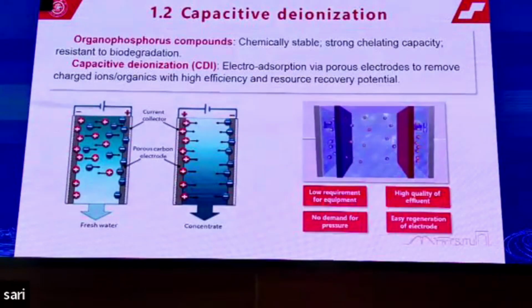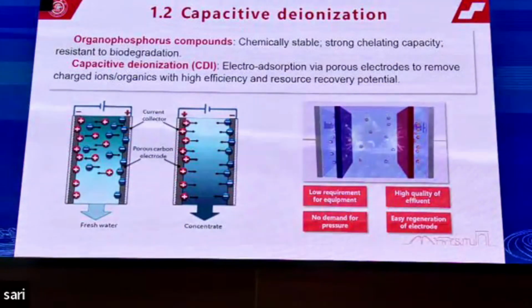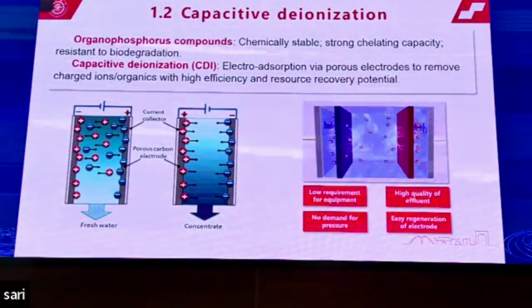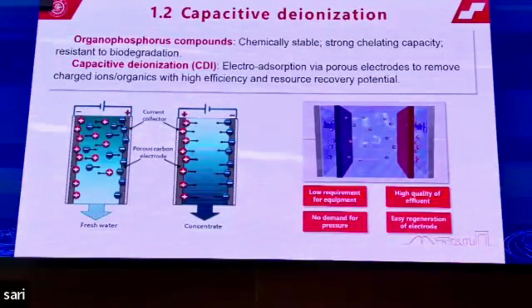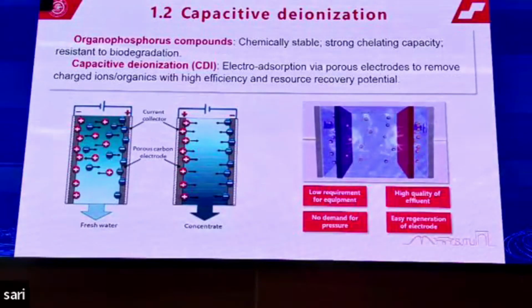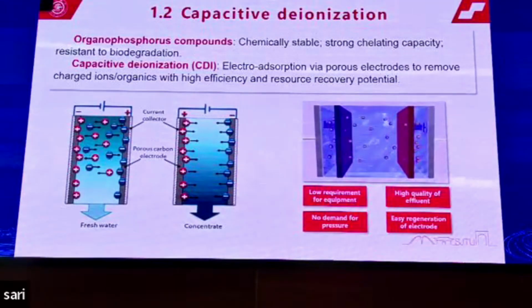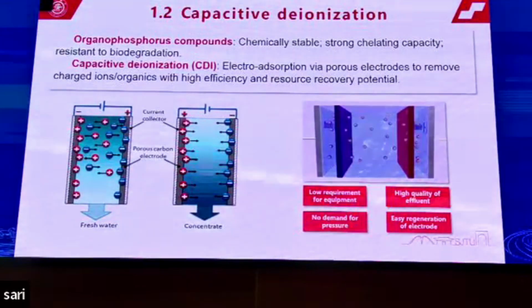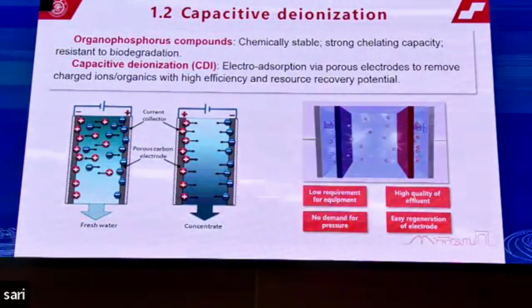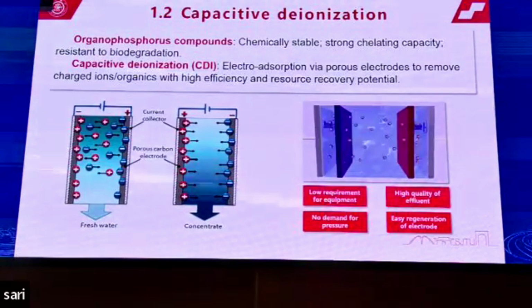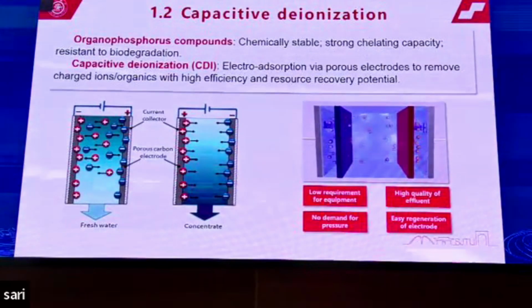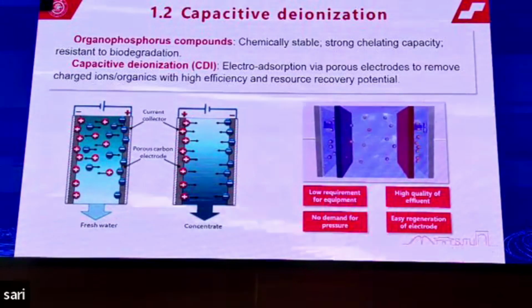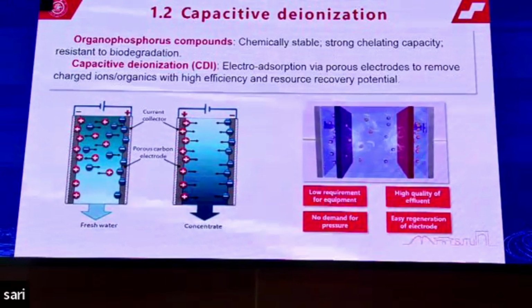As chemically stable compounds that are highly resistant to biodegradation, conventional methods such as biodegradation and membrane separation show low efficiency for them. On the other hand, these organophosphorus compounds usually carry a negative charge because they contain a phosphonate group. So we want to know whether we can use some electrode-driven method to remove or degrade this pollutant.